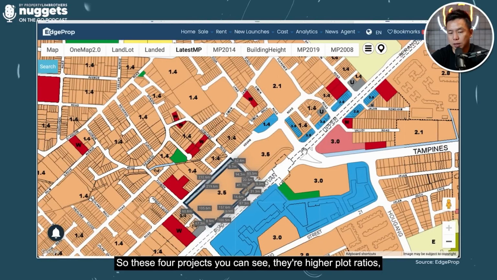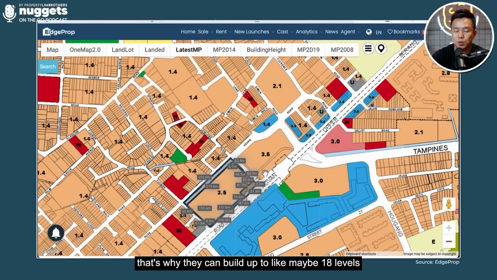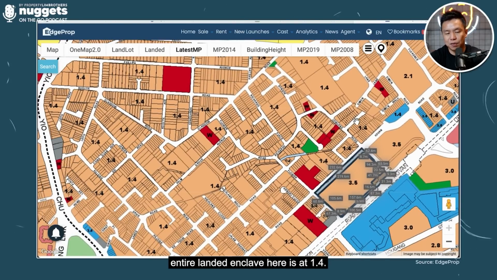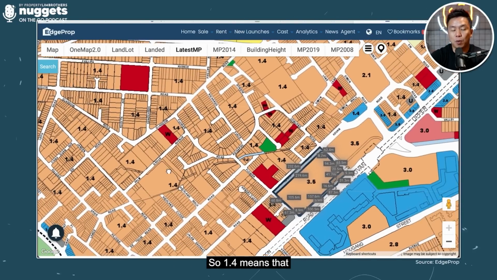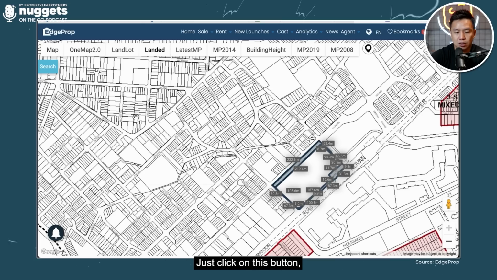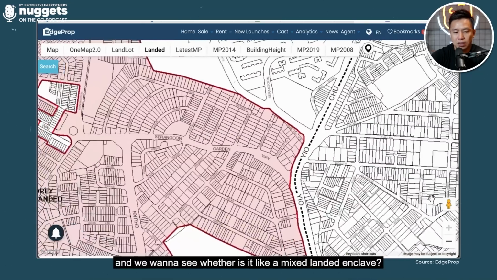So these 4 projects, you can see their higher plot ratio. That's why they can build up to maybe 18 levels, depending of course on the additional height limit control. Because if you're near the airport, near Paya Lebar Air Base, you also have certain height restrictions as well. But by and large, you will notice that this entire landed enclave here is at 1.4. So 1.4 means that it's a mixed landed enclave, and how do we see that? Just click on this button and we want to see whether it is a mixed landed enclave.